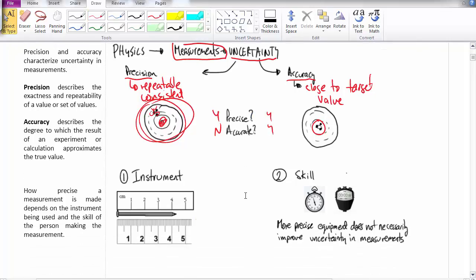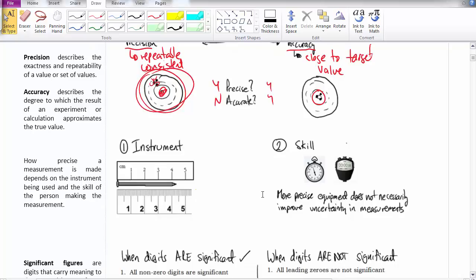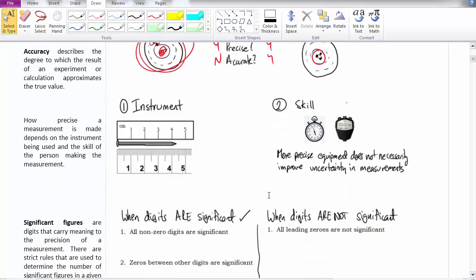So how precise a measurement is depends on two things. First, obviously, the instrument we're using. Here you can see that there's one ruler that has these markings, and over here the markings are a little bit finer. So with this ruler we can make the measurement of the nail as 4.4 centimeters, whereas with this ruler we can say, oh, that's 4.39 centimeters. So this would be more precise.